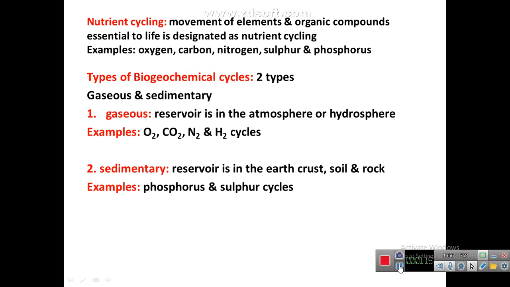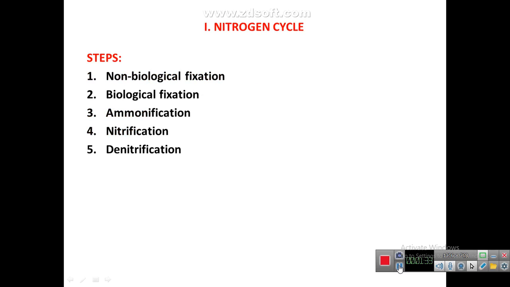Gaseous, when the reservoir is in the atmosphere or hydrosphere, for example oxygen cycle, carbon dioxide cycle, nitrogen cycle and hydrogen cycle. Sedimentary, when the reservoir is in the earth crust, that is soil and rock. Examples: phosphorus cycle and sulfur cycle. Two cycles included in the course: nitrogen cycle and phosphorus cycle.